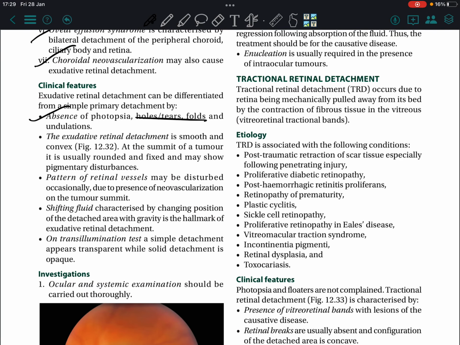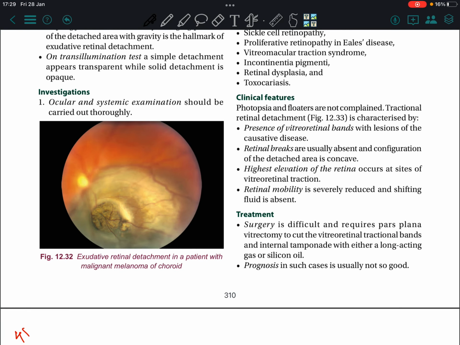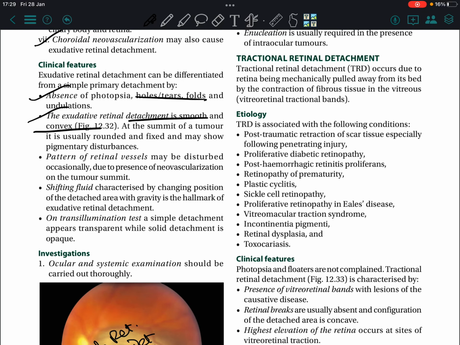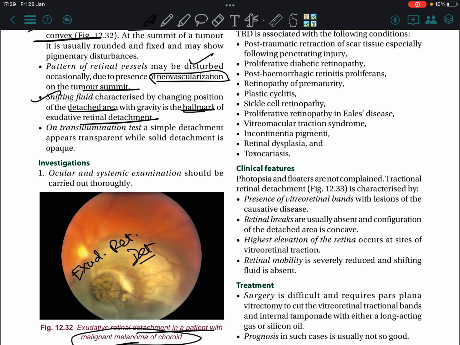Clinical features: absence of photopsia, holes and tears; the exudative retinal detachment is smooth and convex. Exudative retinal detachment in a patient with malignant melanoma of choroid, smooth and convex. Pattern of vision may be disturbed occasionally due to the presence of neovascularization on the tumor summit. Shifting fluid, characterized by changing position of the detached area with gravity, is the hallmark of exudative retinal detachment. On transillumination test, a simple detachment appears transparent while a solid detachment is opaque.